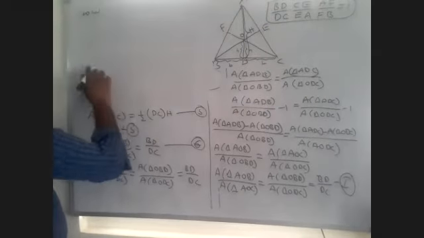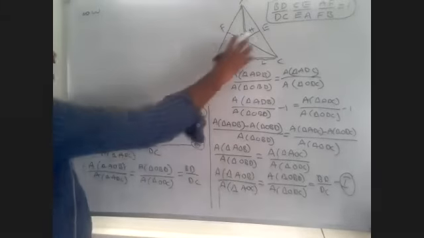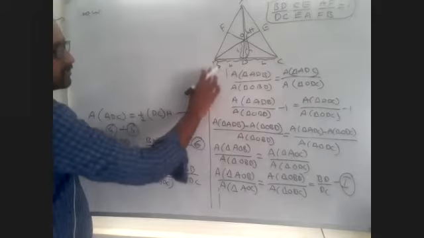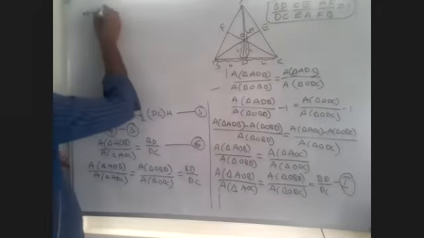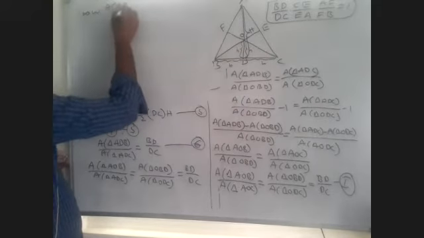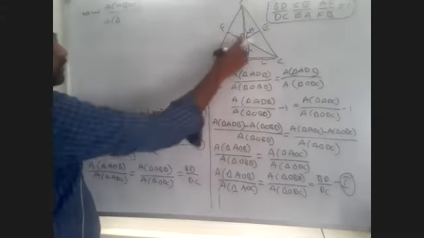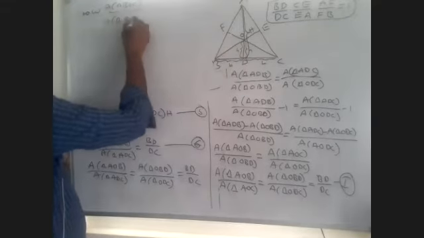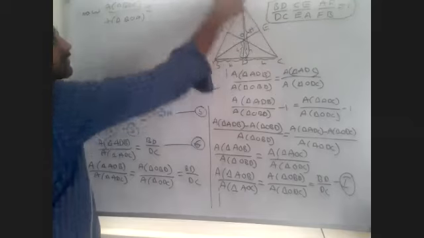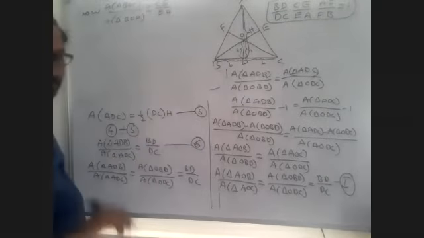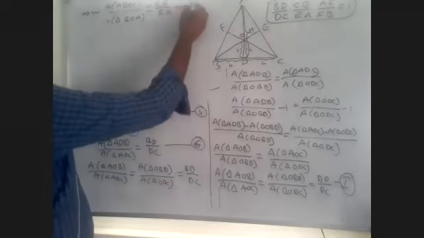Now this is Roman number 1, right? When we are taking this as the base, the area of this, what is that? BOC. Area of triangle BOC by the area of triangle BOA is equal to CE by EA. Take Roman number 2.